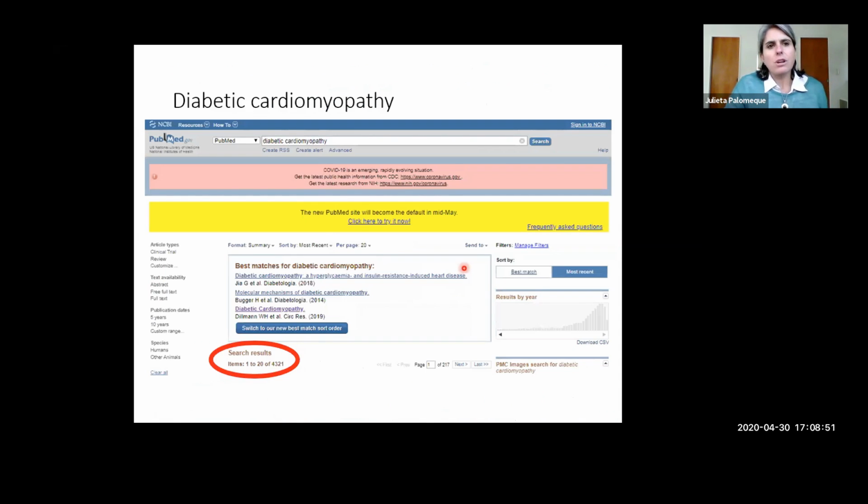I start to talk about diabetic cardiomyopathy because it's a very well defined entity in the diabetic population. And if you look for diabetic cardiomyopathy in PubMed, you can reach more than 4,000 works. So it's a very well studied entity.